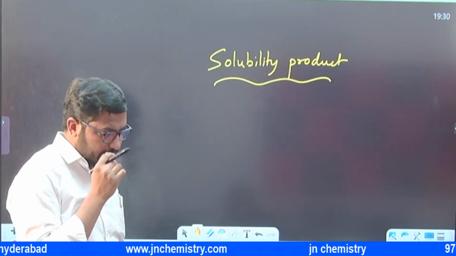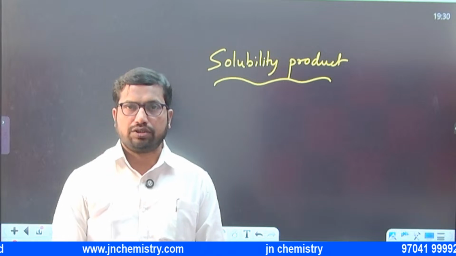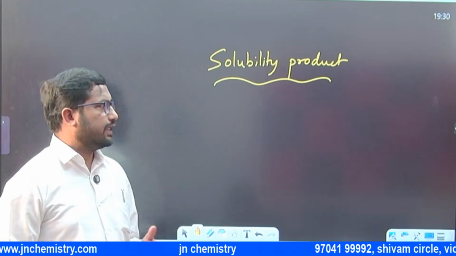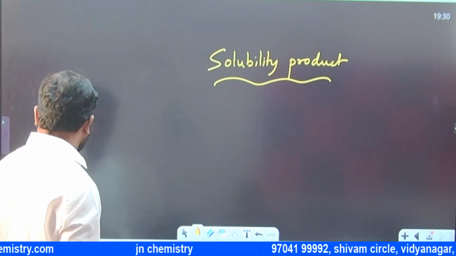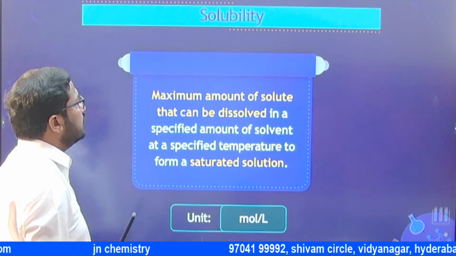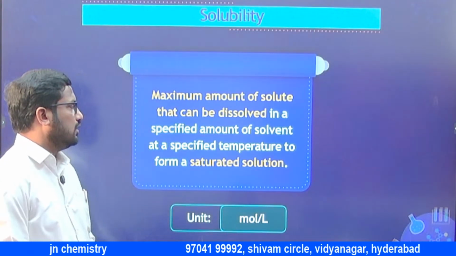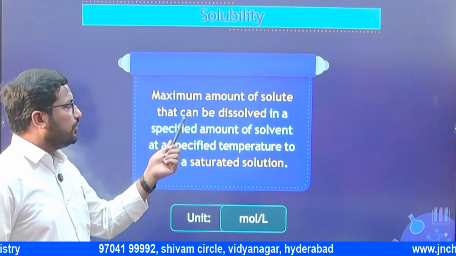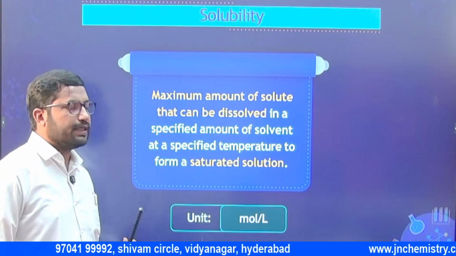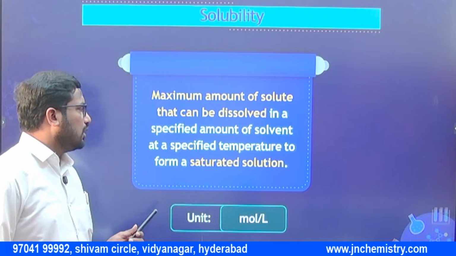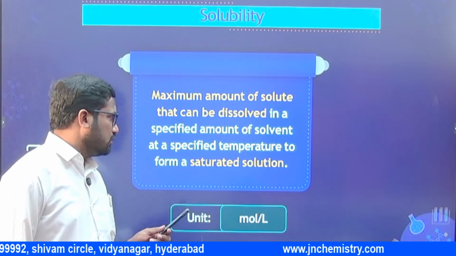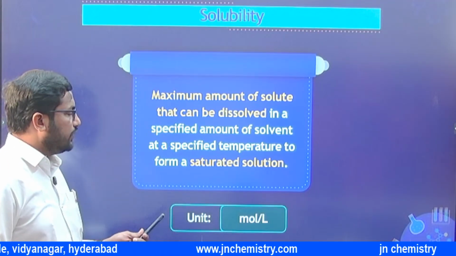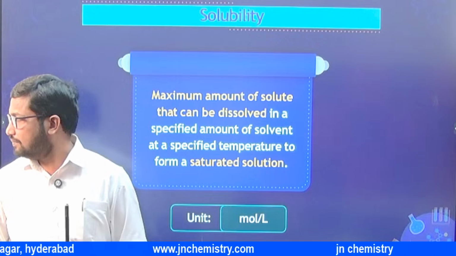Solubility, because solubility means saturated solutions, unsaturated, super saturated. Put the heading: solubility. Saturated solutions, write it down. The maximum amount of solute that can be dissolved in a specific amount of solvent at specified temperature to form a saturated solution is called solubility, units mole per liter. Write it down.